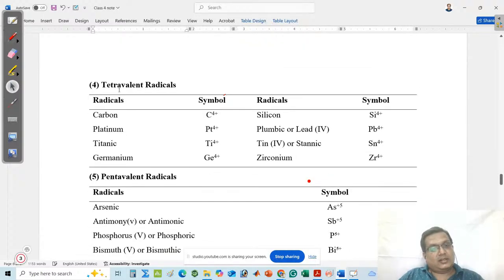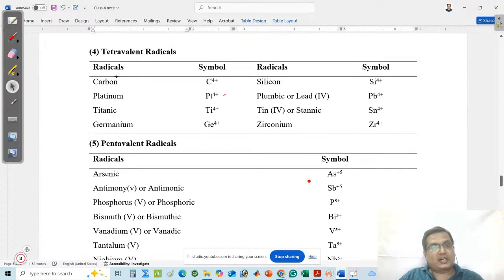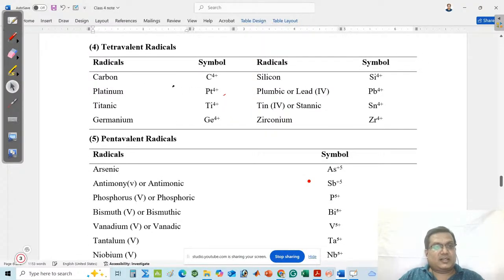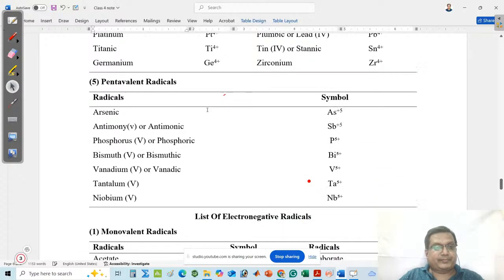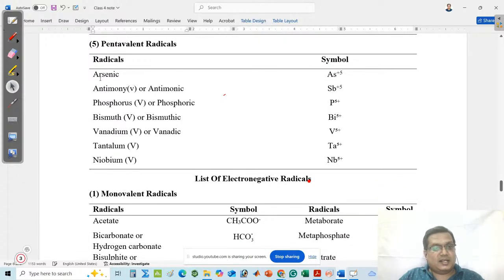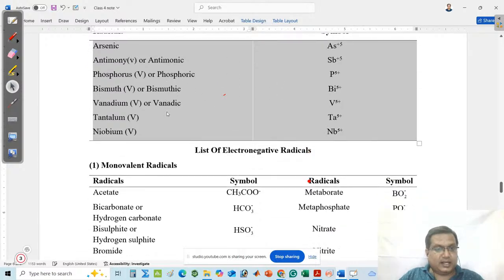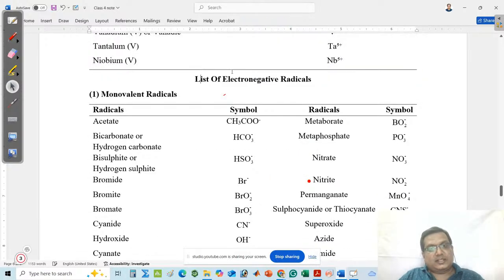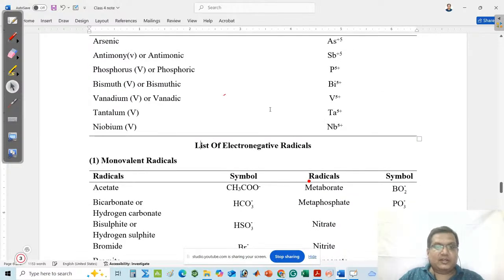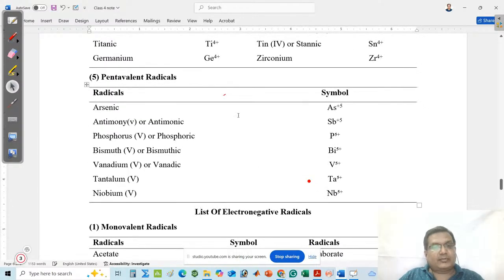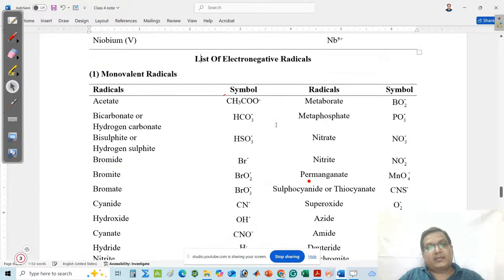Next, look at that. This is the list of tetravalent radicals. All belong to electropositive radicals. The names are also given in the table. Next, these are the list of pentavalent radicals. It is highly necessary to remember all the names of the radicals. This is a short list of electropositive radicals.